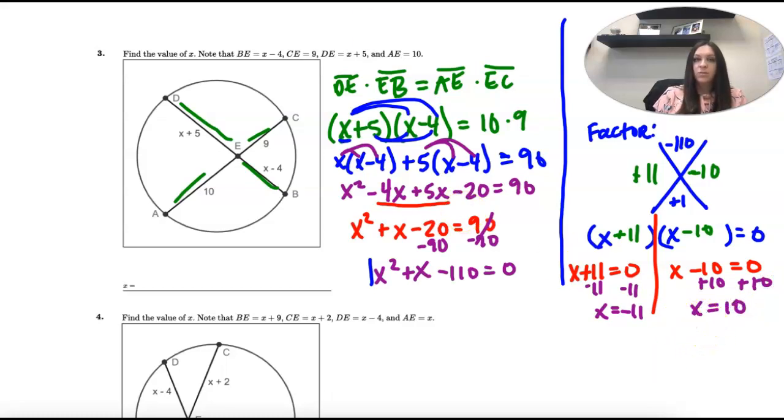Okay, so we have 2 answers because it's x squared. Because it's a quadratic, we're going to get 2 solutions. But only one of these makes sense. If I put a negative right here, I'm going to get a negative distance. Can't have a negative distance. So it can't be negative 11. The answer would just be x equals 10.